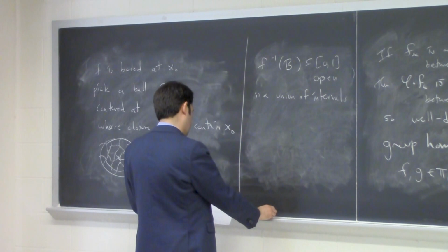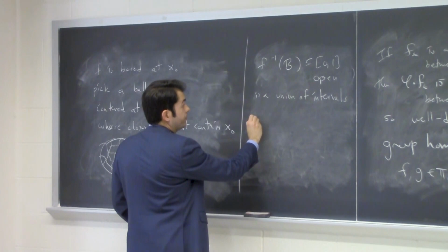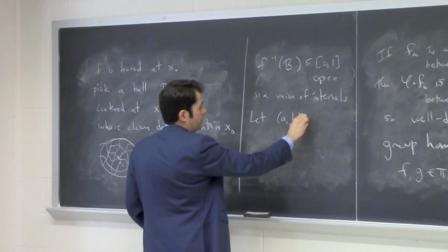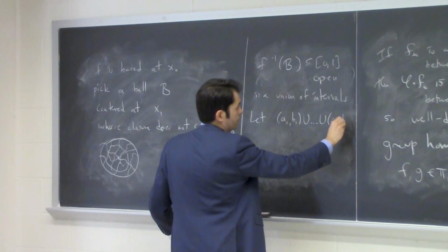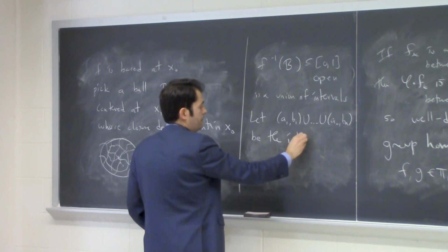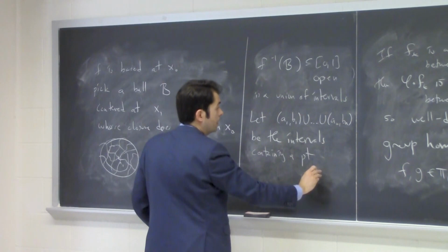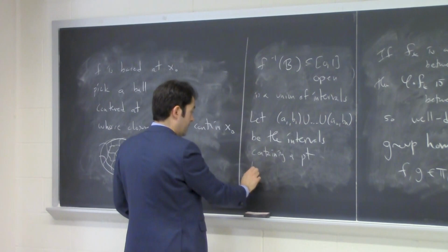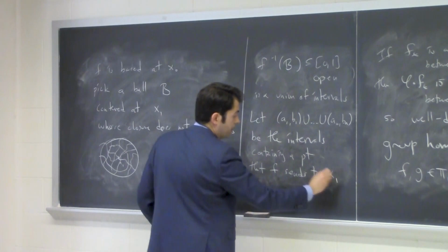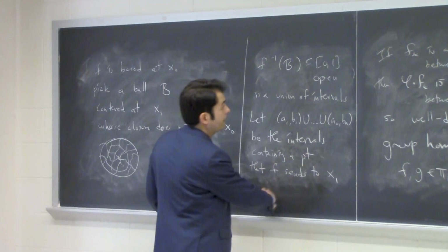Okay, but if we look at, so let A1, B1 be the intervals in here containing the points that f sends to x1, then these are finitely many, by a compactness argument.